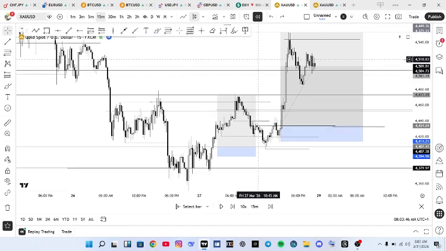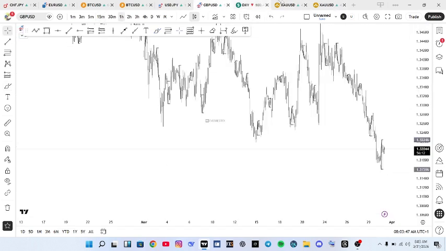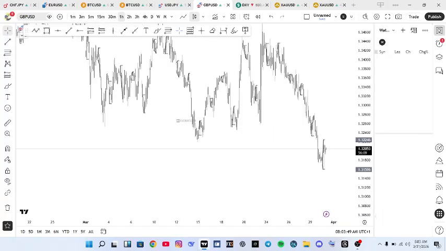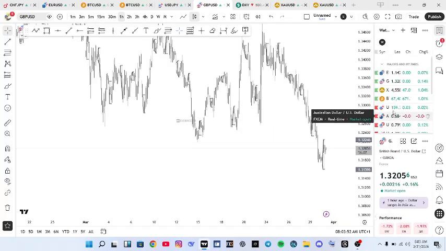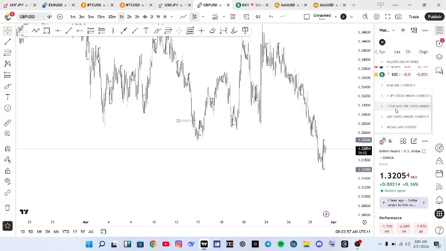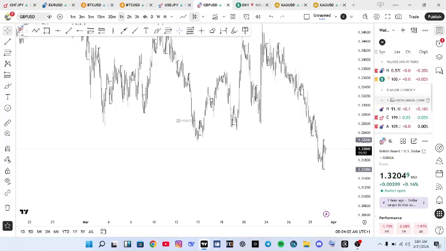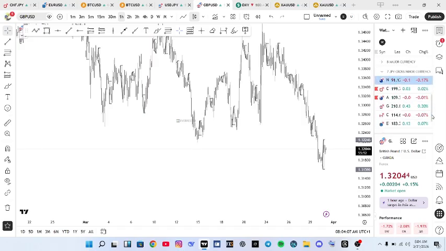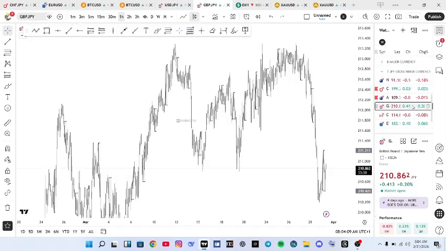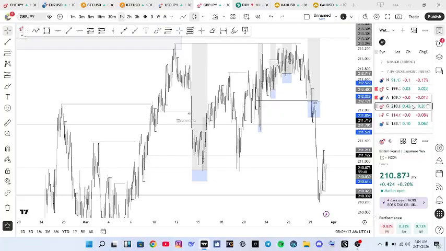Now, let's see GBP JPY. I think I took a trade on GBP JPY, a buy trade. Let me show you that one too before we continue. Where's GJ? We should play around this GJ cross. Okay, I took a trade on GJ. Yeah, I was buying this guy.